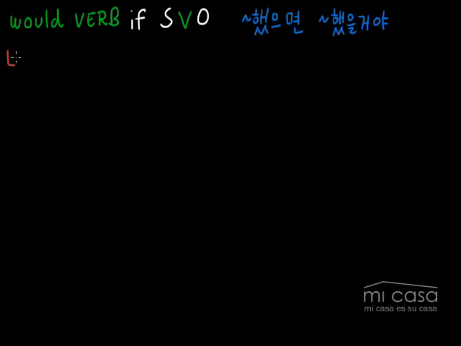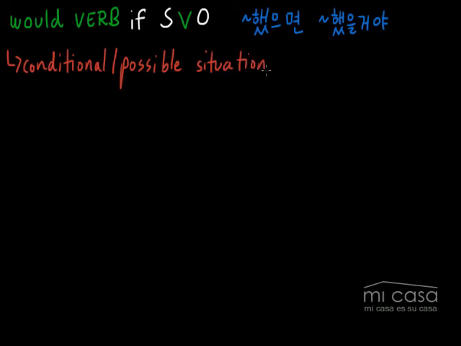So today, let's stay focused on this structure, would verb if subject verb object, which is used to talk about a conditional. You could say conditional, or you could even just say kind of a possible situation in the future. All right.